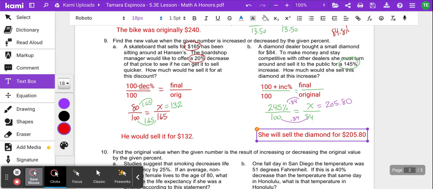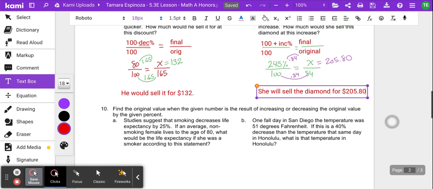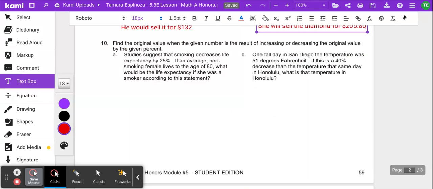Okay, pause the video and try number 10, A and B, and see if you get it right. Find the original value when given the result of increasing or decreasing the original value by the given percent. Studies suggest that smoking decreases life expectancy by 25%. If the average non-smoking female lives to the age of 80, what would be the life expectancy if she was smoking, according to the statement? Okay, so we're looking at a decreased percentage and we want the final life.